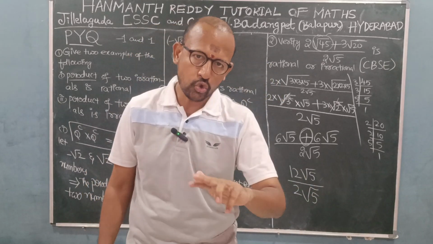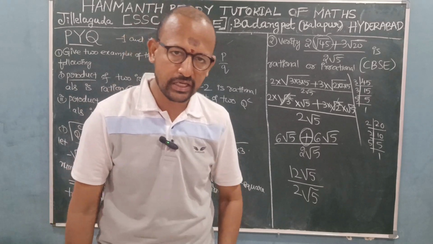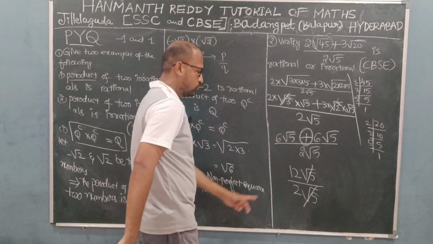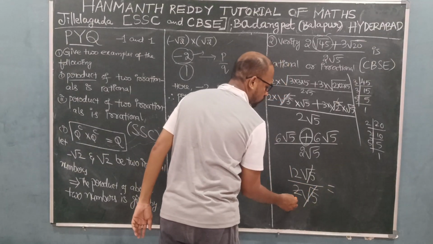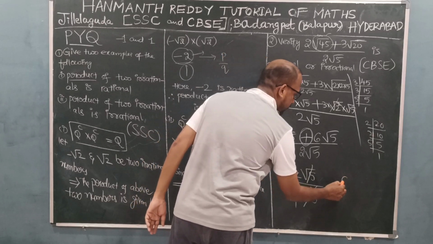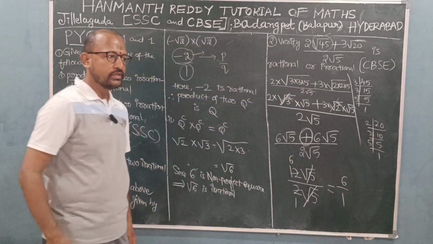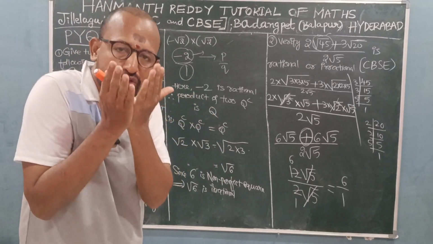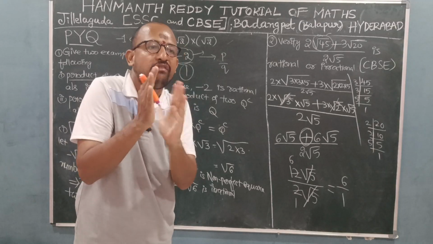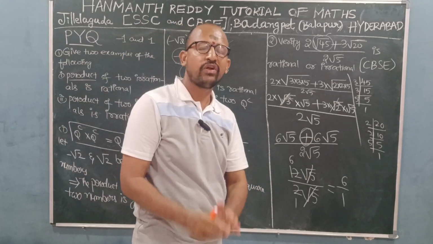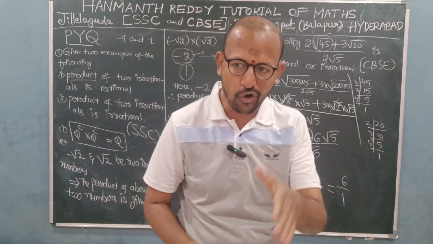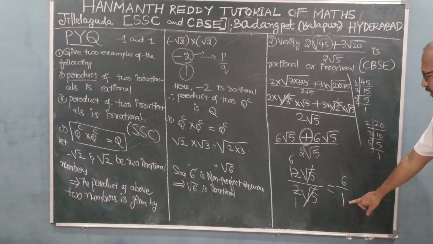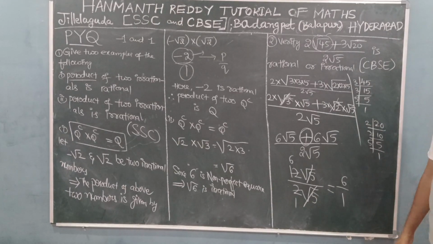Since the same number divided by the same number is 1: x divided by x is 1, 2 divided by 2 is 1, 3 divided by 3 is 1. Similarly, root 5 divided by root 5 cancels, that is 1. So now the answer is 2 1s are 2, 2 6s are 12. Now it became 6 by 1. Sir, is 6 by 1 rational or irrational? I think you can say. It is purely an integer, 6 by 1, obviously a rational number, because it is in the form p by q. 6 is a positive integer, 1 is a positive integer, and both are coprime.